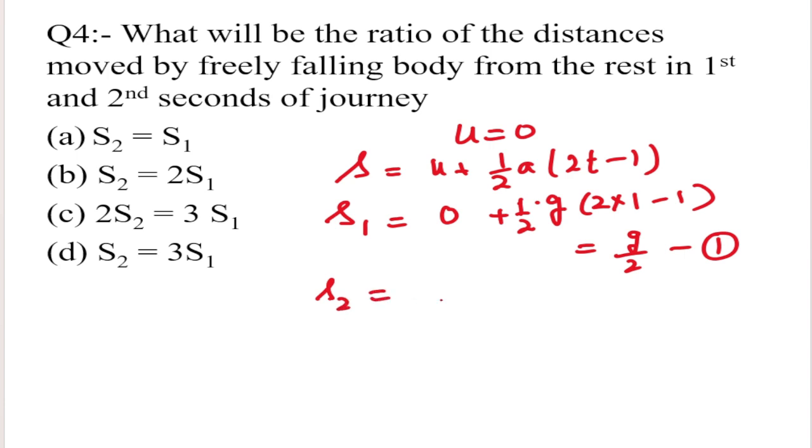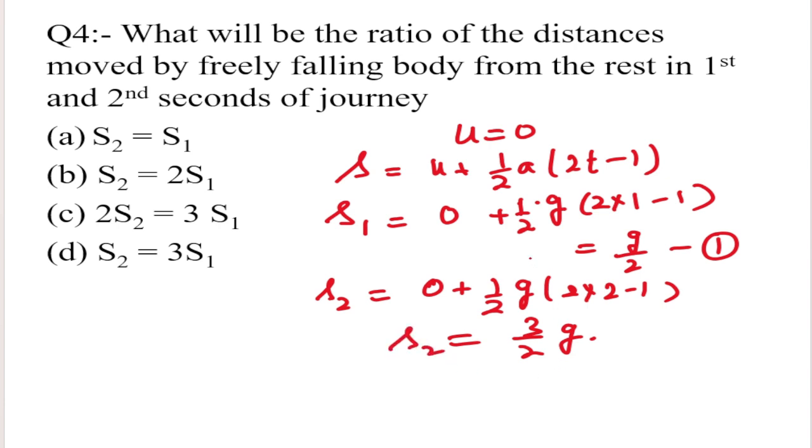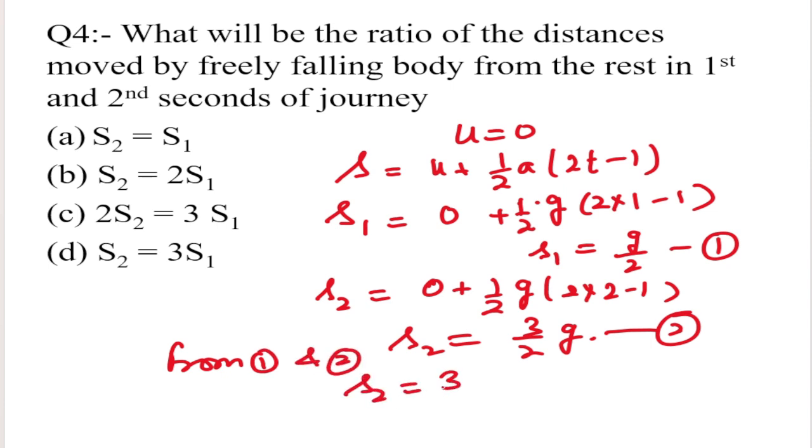Now distance in second, S2 equal to 0 plus half G into 2 into 2 minus 1, and 2 into 2 is 4, 4 minus 1 is 3. So 3 upon 2 G. S2 equal to 3 by 2 G. और G by 2 किसके इक्वल है S1. तो from first and second, S2 equal to 3 into half G, and in place of half G we put S1. So answer is 3S1 is the correct option. So S2 equal to 3S1.